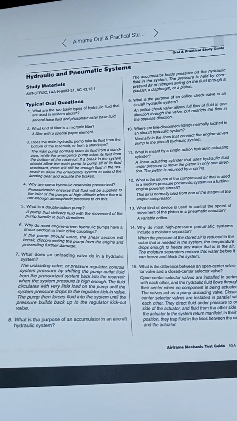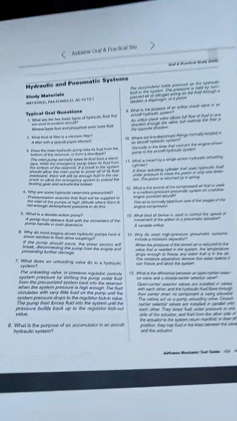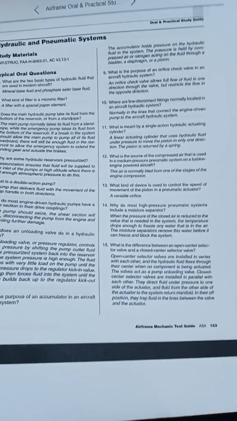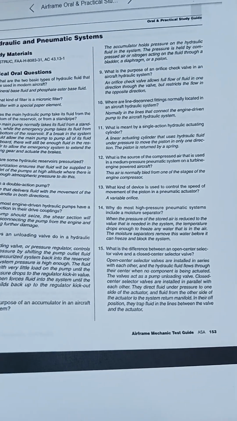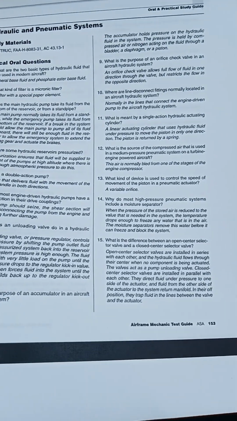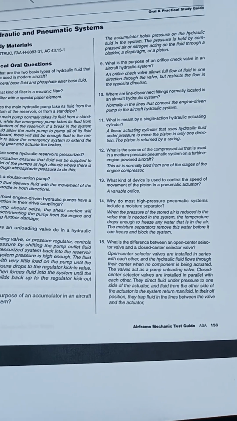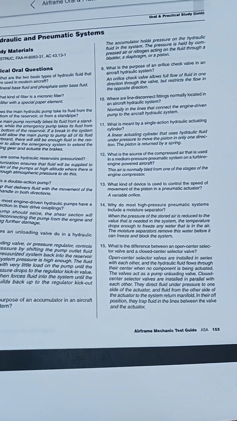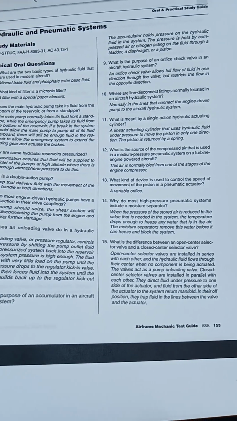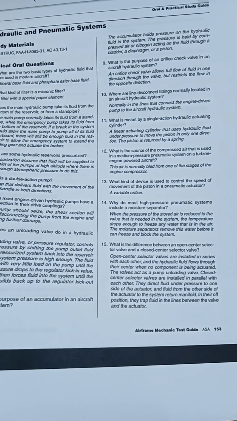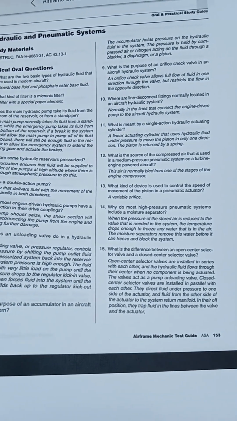What is the purpose of an accumulator in an aircraft hydraulic system? The accumulator holds pressure on the hydraulic fluid in the system. The pressure is held by compressed air or nitrogen acting on the fluid through a bladder, a diaphragm, or a piston. What is the purpose of an orifice check valve in an aircraft hydraulic system?